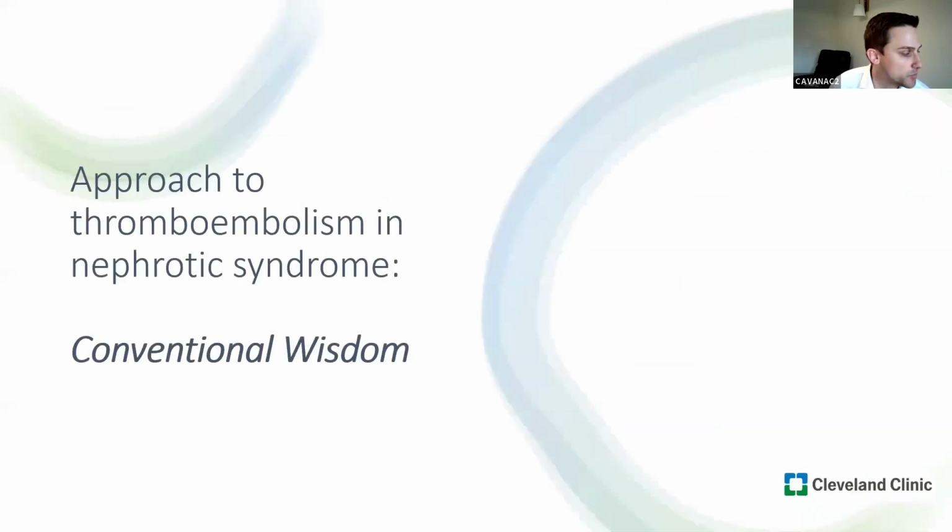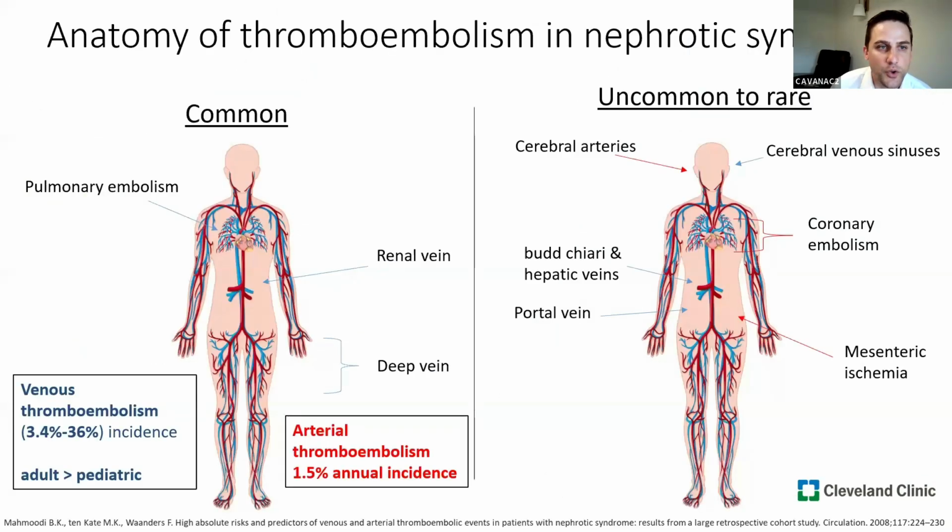Okay, so let's start with the conventional wisdom of nephrotic syndrome, sort of how we were taught in fellowship, medical school, that sort of thing. So the anatomy of a thromboembolism in nephrotic syndrome: we tend to think of the more common presentations, which would be renal vein thrombosis, DVTs, and PEs. There's a really wide range of incidence depending on what you read, and the reports can be anywhere from 3 to 36%, depending on the cohort being studied. So it's very hard to nail down how common it is.